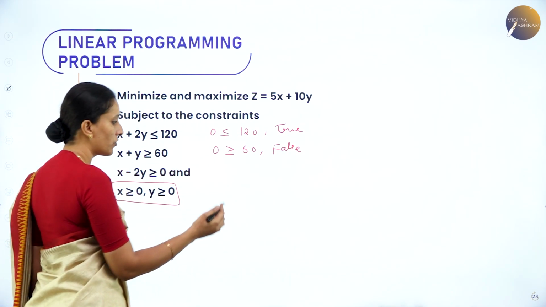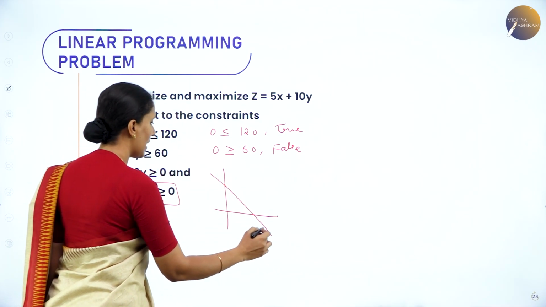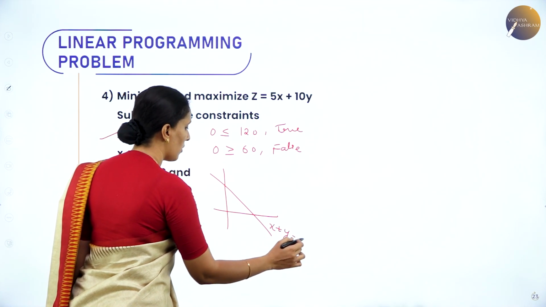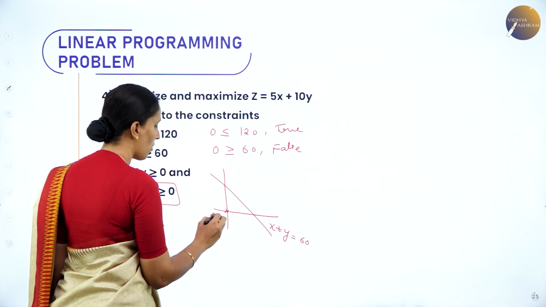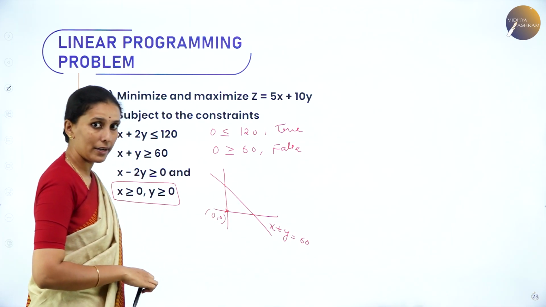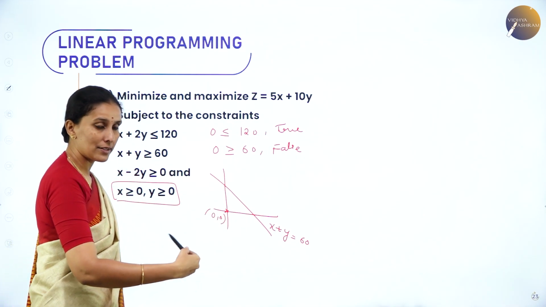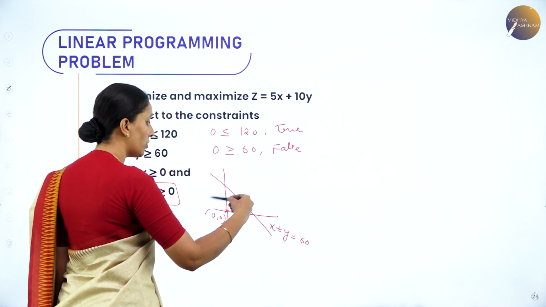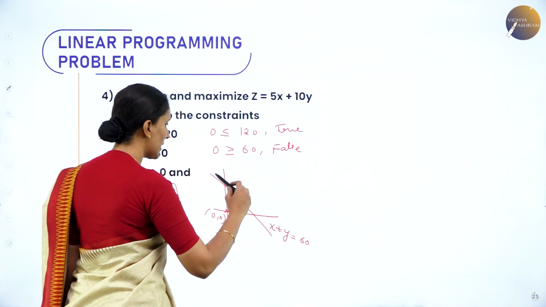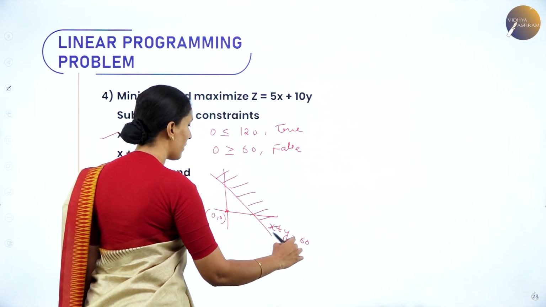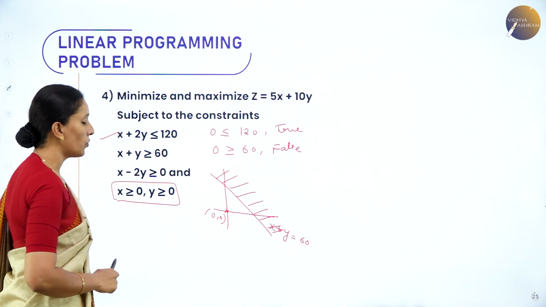So if you draw a graph like this, if this is a line which represents the line x plus y is equal to 60, we have two regions. One is a region which contains (0, 0), the other is a region which does not contain (0, 0). If you get the true statement, you should take the region which contains 0. If you get the false statement, you should take the region which does not contain 0. Now, when I say this as x plus y is equal to 60, then this will be the feasible region for this inequality.